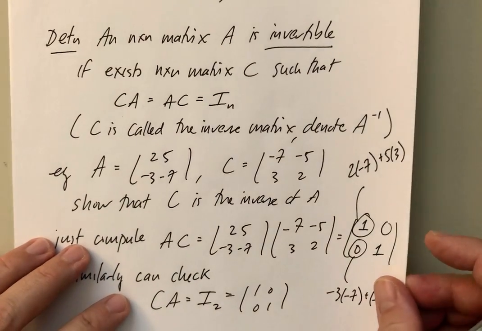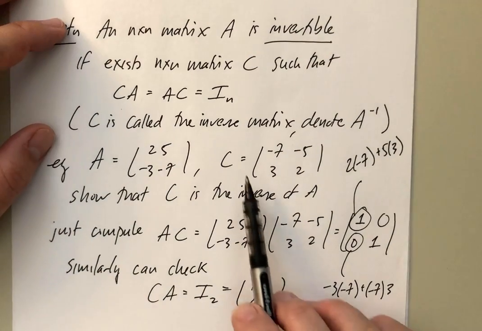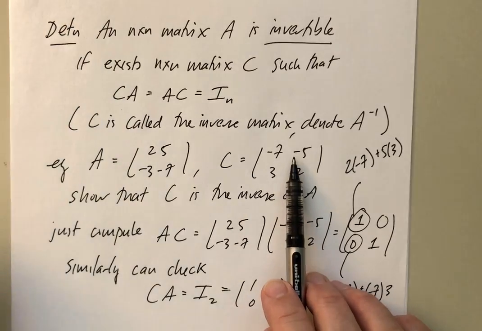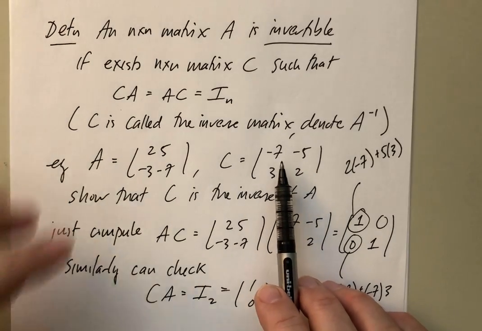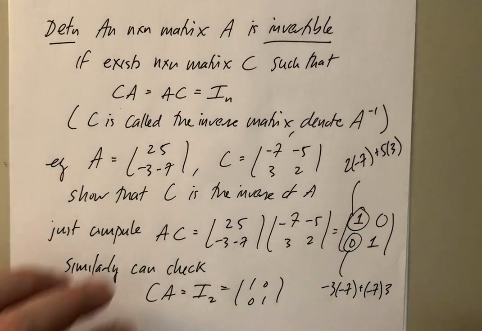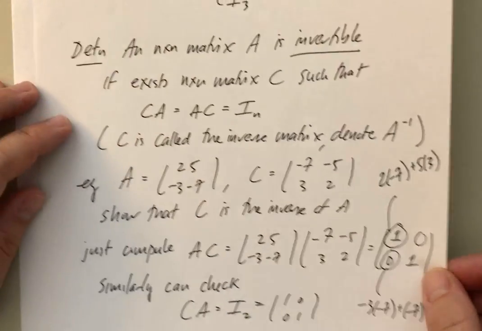Now, I should say that the mystery here is how the heck did you come up with C? You can't just guess this, and actually on the next slide I'll show you how to do it in this case. In general, finding the inverse of a matrix takes some work, and we'll talk about that. But here's the kind of cool thing for 2 by 2s.